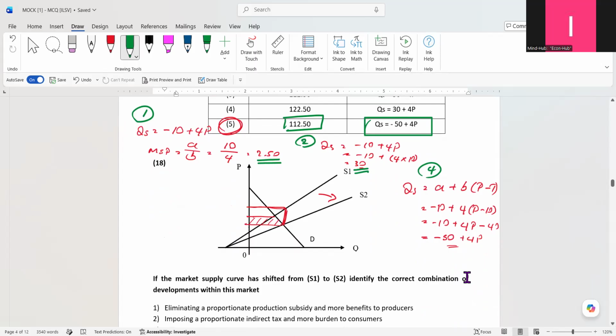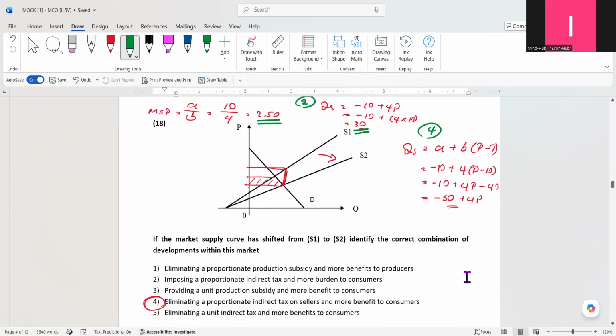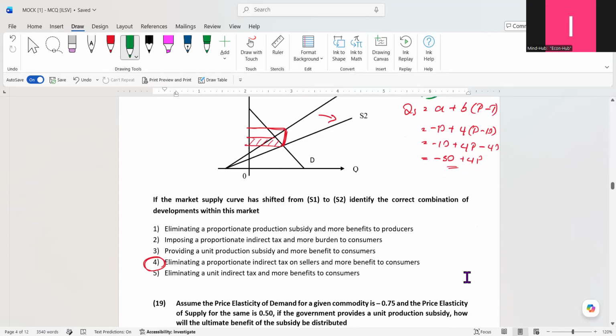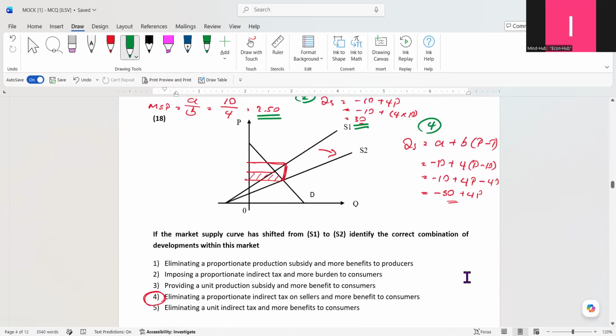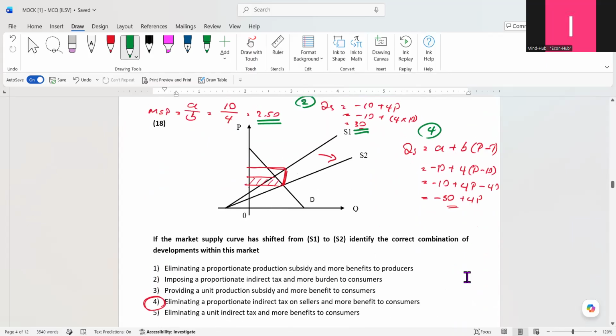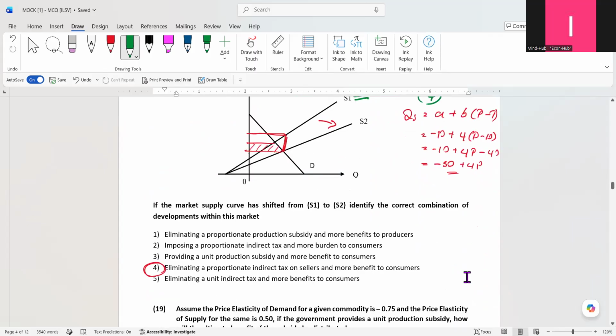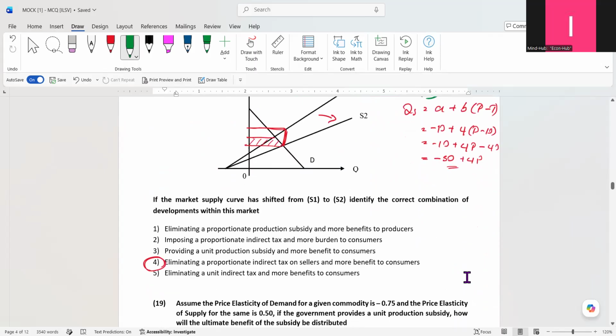Question 18. You're given a diagram. There are two supply curves which are proportionate to each other. If the market supply curve has shifted from S1 to S2, that means a rightward shift has happened. Identify the correct combination of developments within this market. I've chosen the fourth answer.